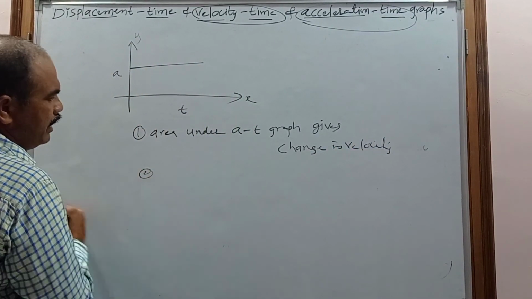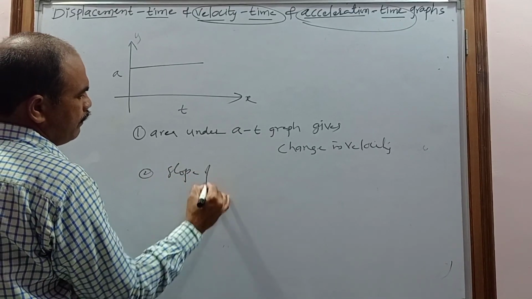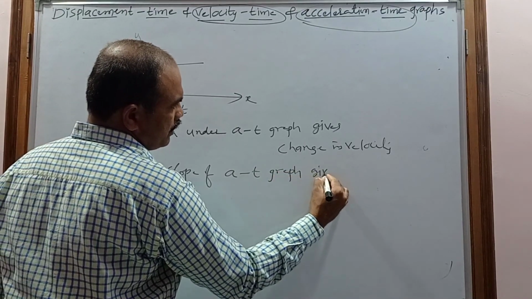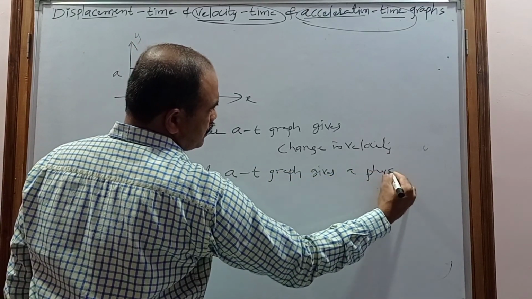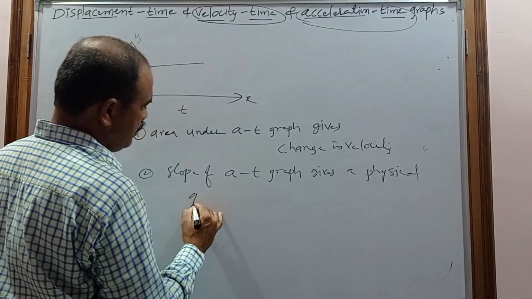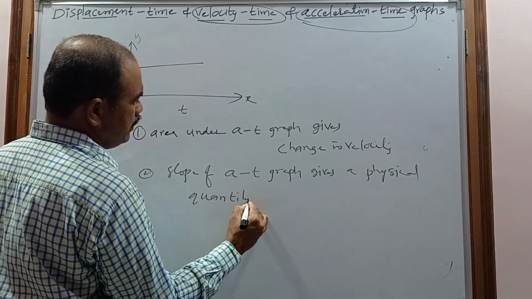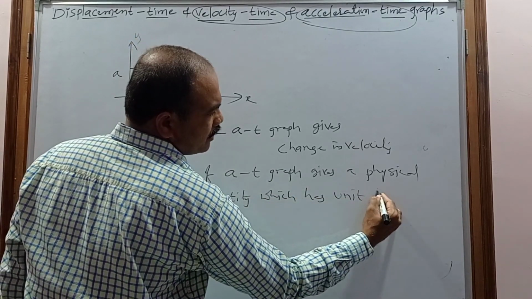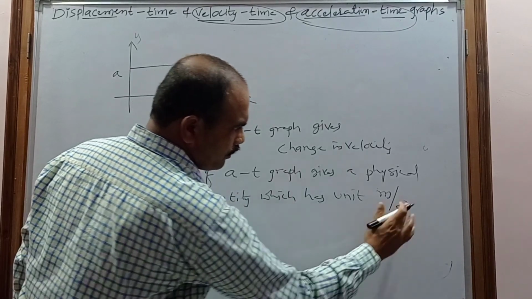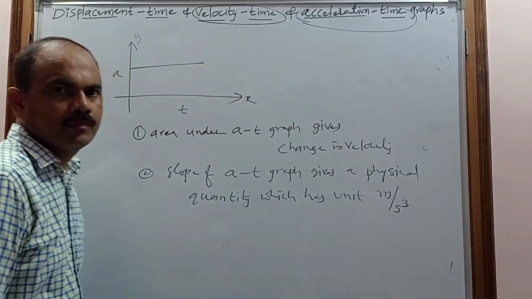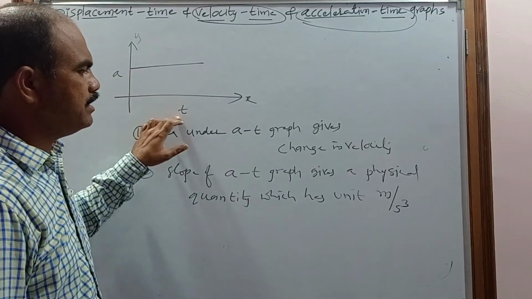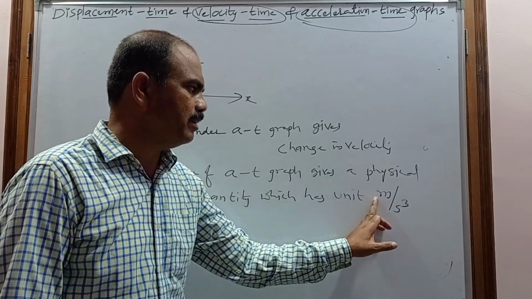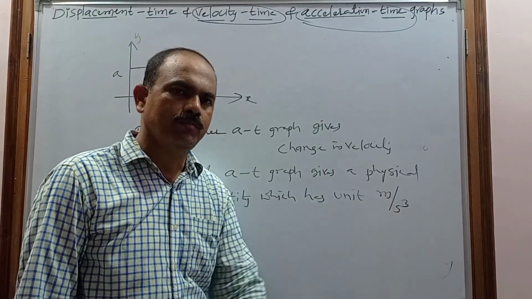And second, the slope of the acceleration versus time graph also gives a physical quantity, which has the unit meter per second cube. So the slope of the acceleration versus time graph gives a physical quantity, but we don't know it so far. That is nothing but meter per second cube.